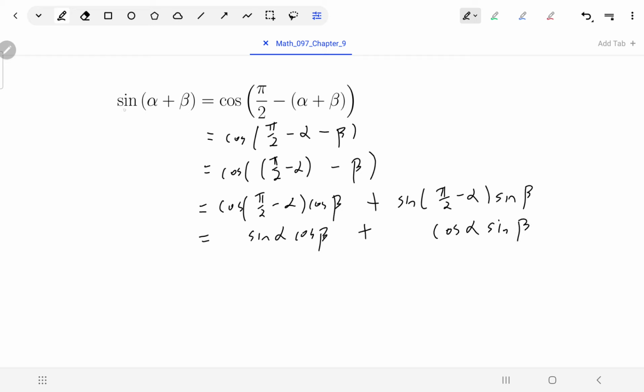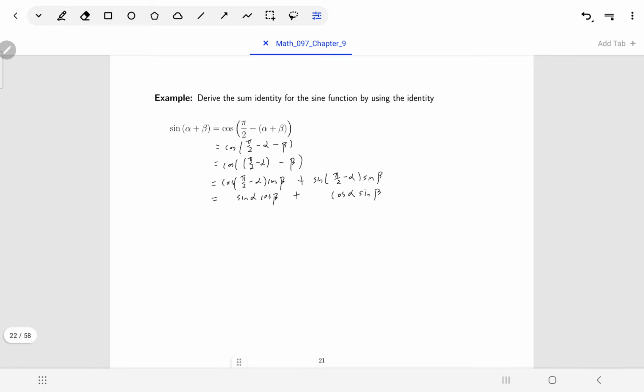And now here we go. We've got sine of alpha plus beta is sine alpha cosine beta plus cosine alpha sine beta. We've got our identity for sine of alpha plus beta nicely worked out for us. Okay, and now that we have sine of alpha plus beta, I guess the next natural move is to figure out sine of alpha minus beta.